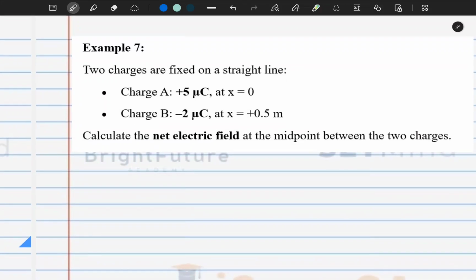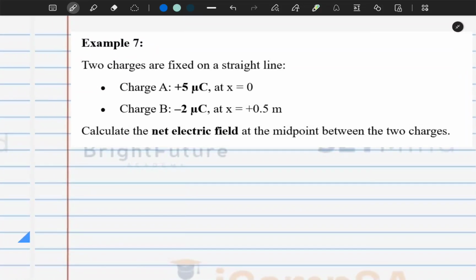Charge A is at x equals 0, and charge B is at x equals plus 0.5. The way you can think about it is, imagine you have a Cartesian plane, something like this. Just a normal Cartesian plane where you have your y and you have your x, right? We don't care about the y right now. We care about the x.